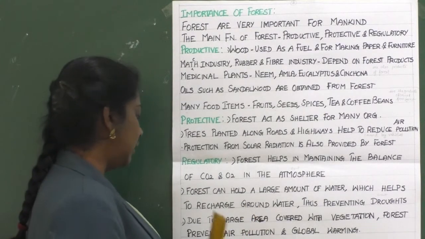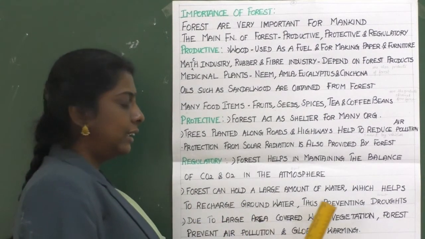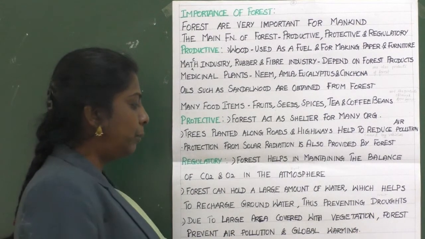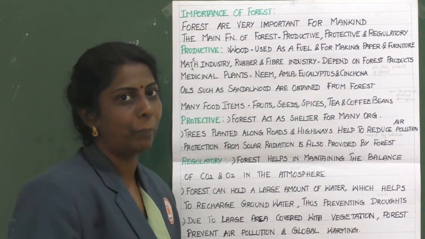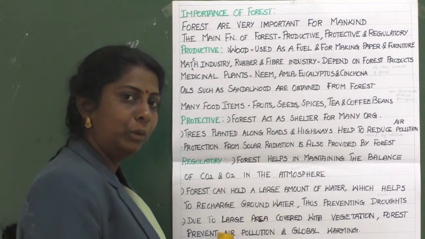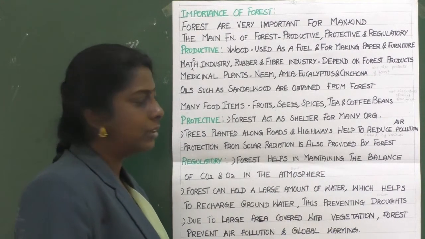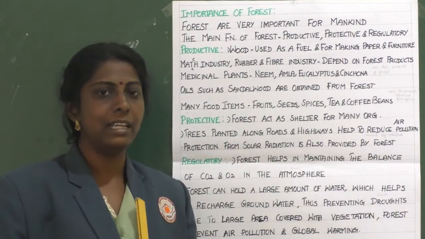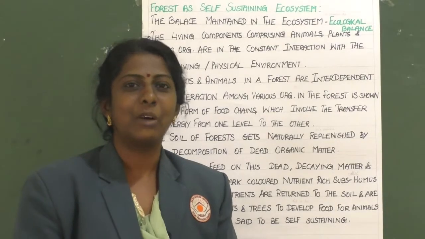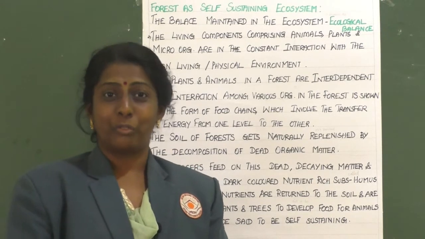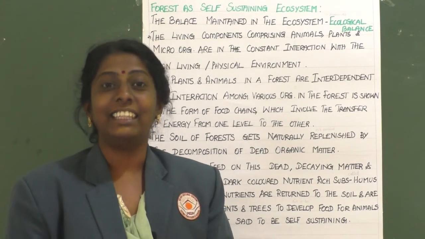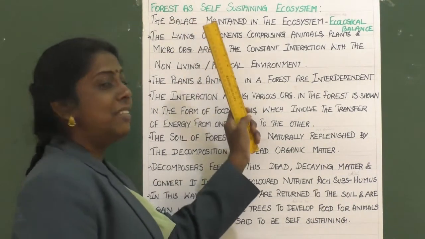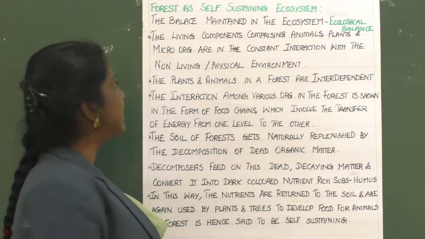Clear? Then, due to the large area covered with vegetation, forests prevent air pollution and global warming. So, these are the different functions of forest. Clear? Yes. Now, children, let us learn about forest as a self-sustaining ecosystem.